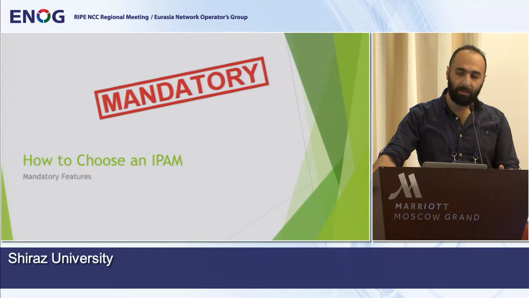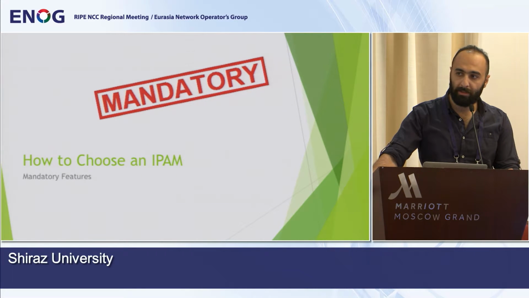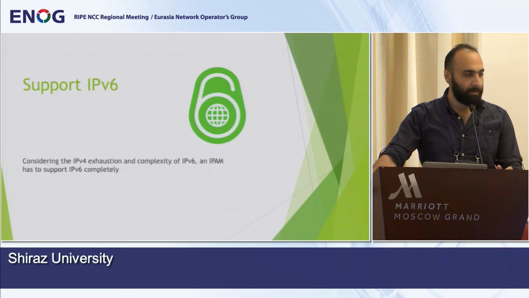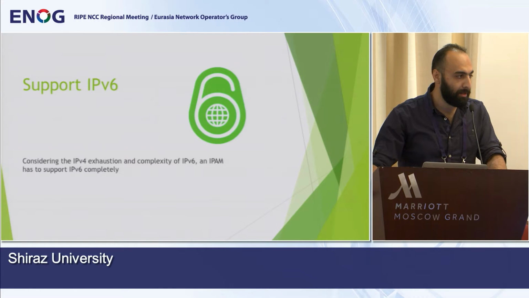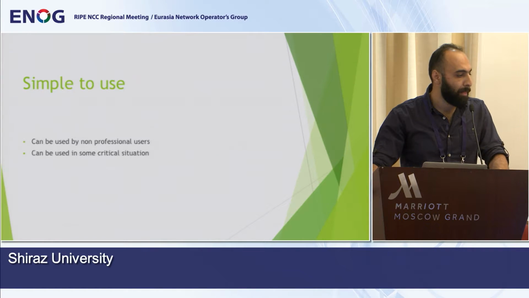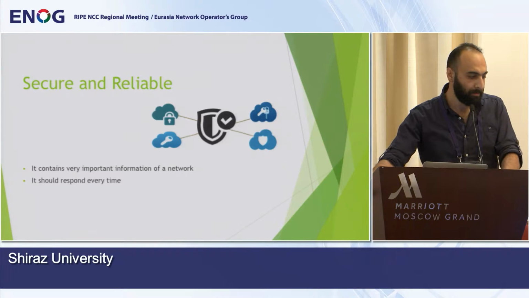First, I'm going to explain the mandatory features. The first one is supporting IPv6. As you know, IPv4 has existed for a long time, and IPv6 is more complicated, so it's harder to manage. The second one is simplicity of use. Every part of a company needs to work with the IPAM, so it should be simple and easy to use. Also, we may need it in critical situations, so it should respond quickly.